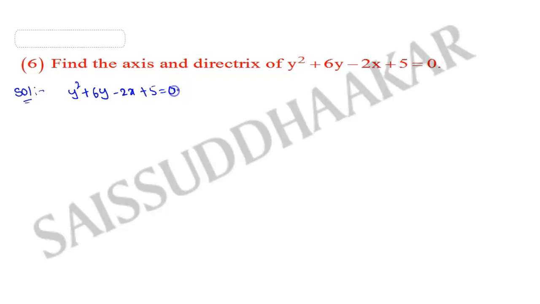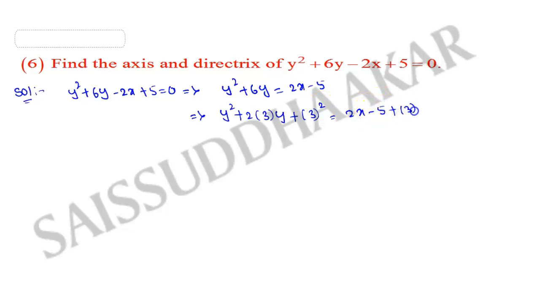So this one I am modifying as y square plus 6y is equal to 2x minus 5. The next modification: y square plus 2 into 3 into y. Here the b value is 3, so I am taking b square, in the sense adding 3 square on the left side. On the right side also we need to add, so minus 5 plus 3 square.